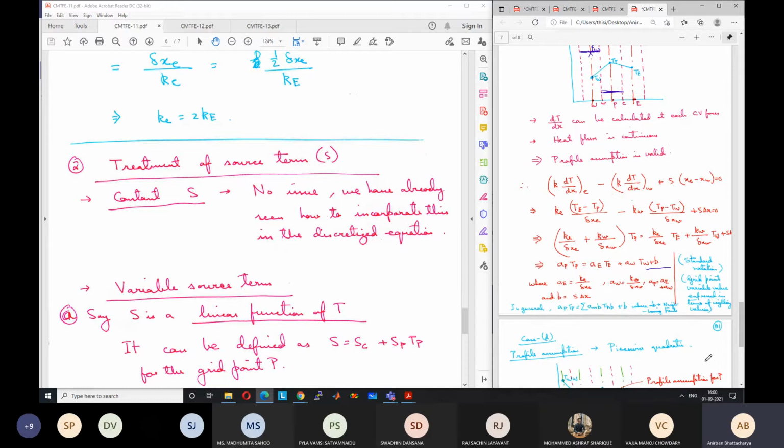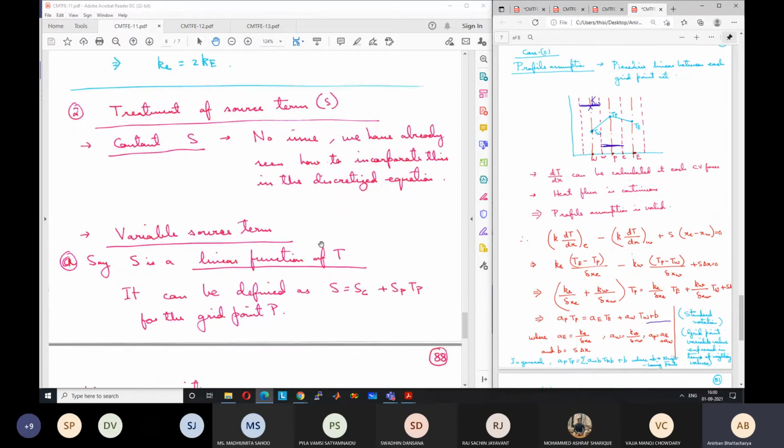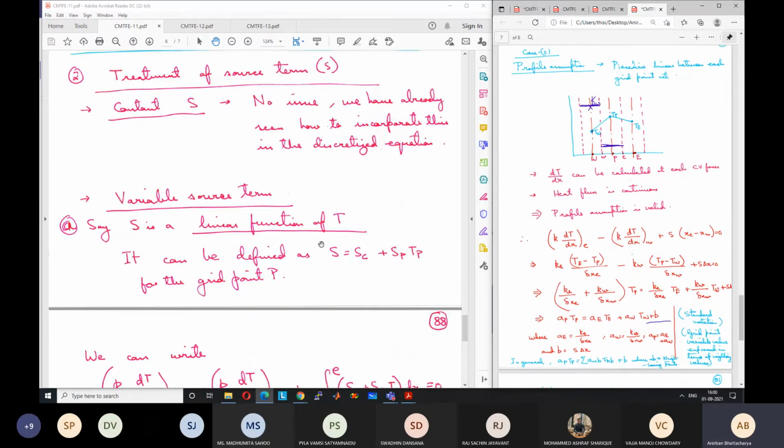We have already seen how to incorporate this in the discretized equation. The next complexity may come if the source term is not constant, but is a linear function of T. Why we are writing this linear function separately, and will consider all the other functions like quadratic and cubic separately, is because there are some terms which are dependent on T. There are linear terms.